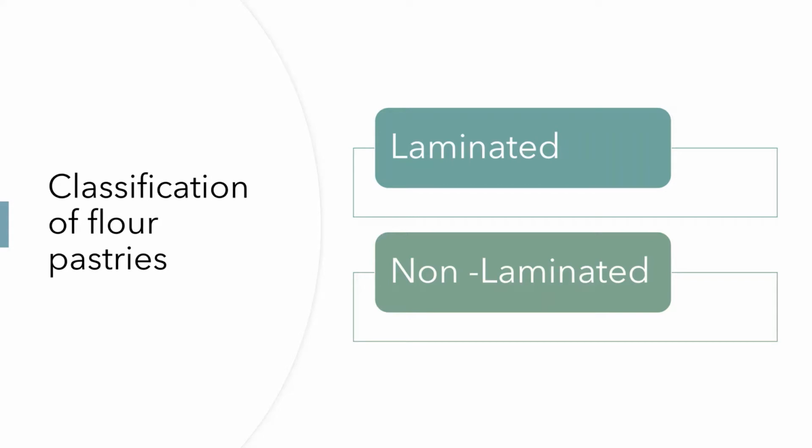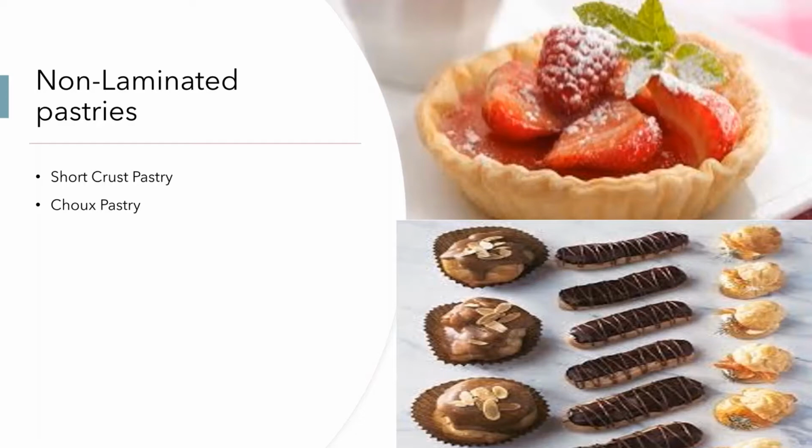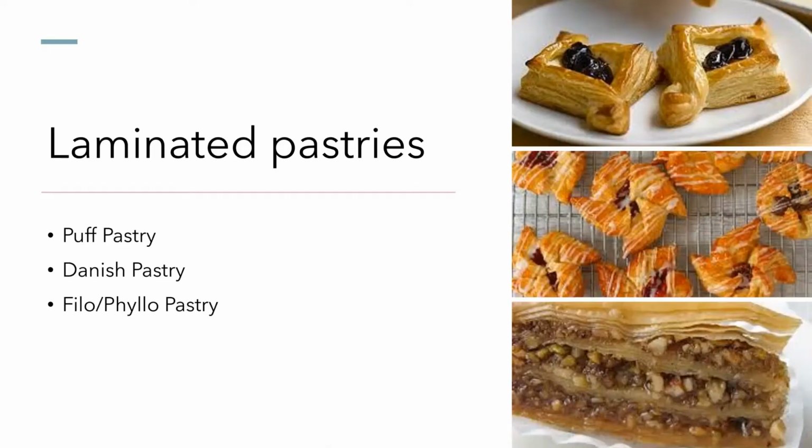So how do we classify the flour pastries? It can be classified as laminated pastries and non-laminated pastries. For the non-laminated pastries, shortcrust pastry and choux pastry are the examples, whereas for the laminated pastries, puff pastry, Danish pastry and filo pastry are the examples.